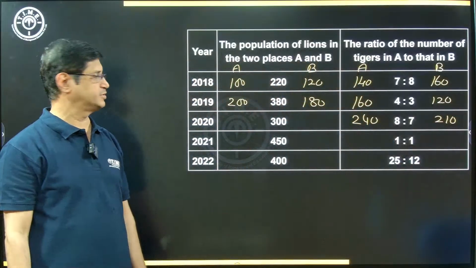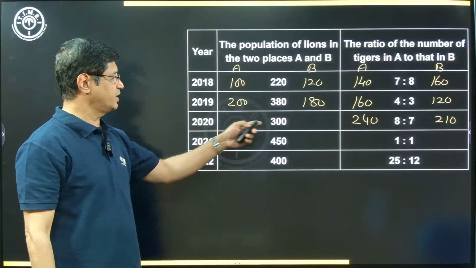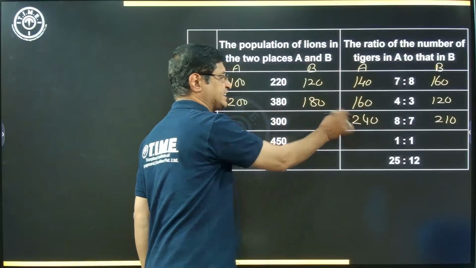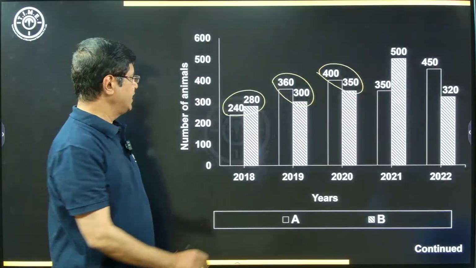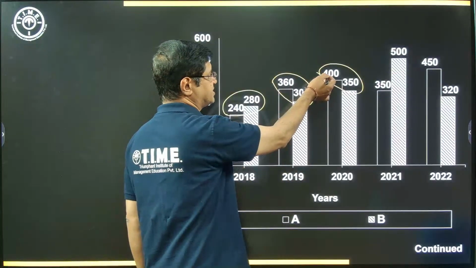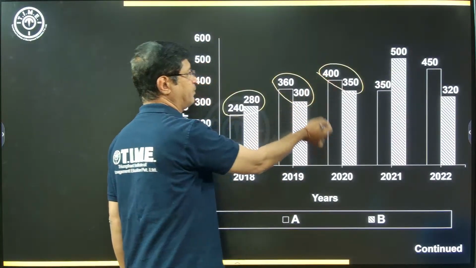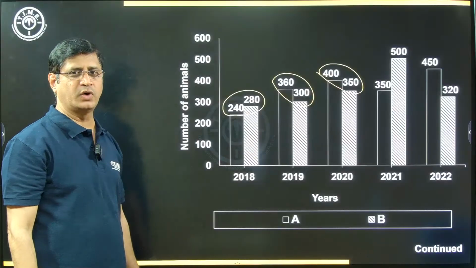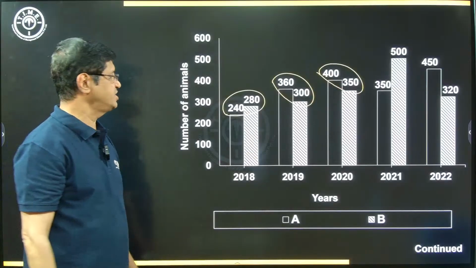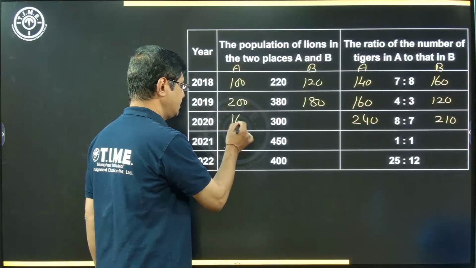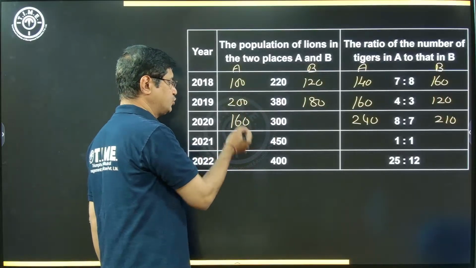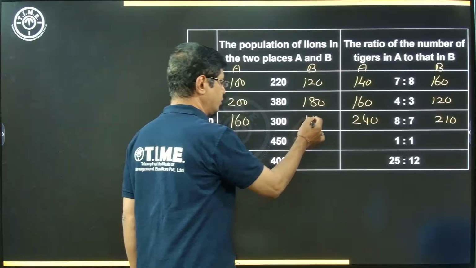Number of tigers. Similarly, just look here: 300 are the lions. My dear students, from the place A, tigers are 240. Tigers are 240 means just subtract 240 from 400. 400 minus 240, remaining is 160. So 160 value. 300 minus 160. What is the result? 140.